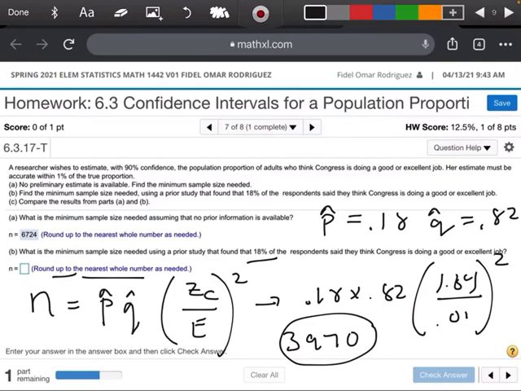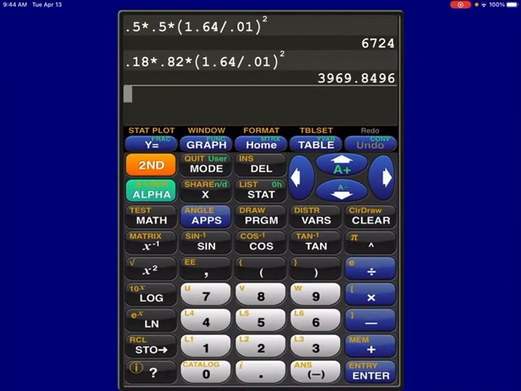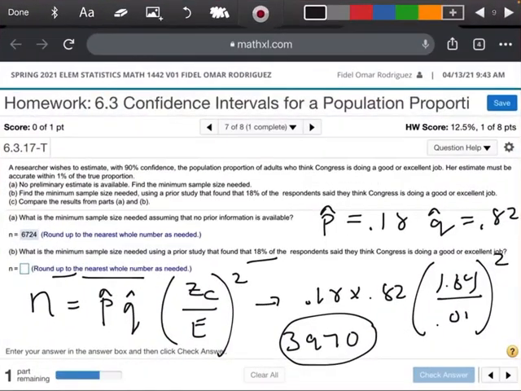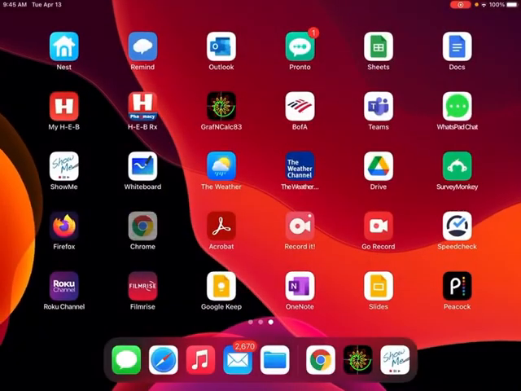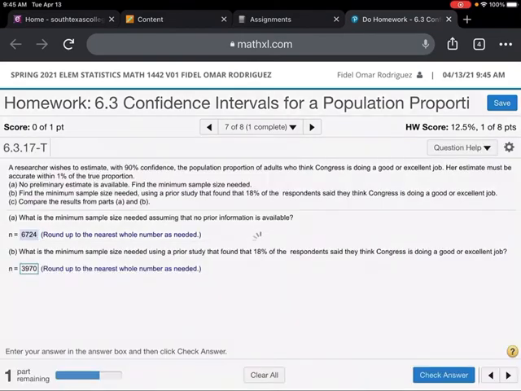So guys, when it says round up, just to give you a heads up here, whether I came up with 3969.6 or 3969.8 or whether I would have come up with 3969.01, if it tells me to round up, I always got to go up to the next one, okay? So we're saying 3970. So let's check our answer. 3970. Check my answer. Perfect.